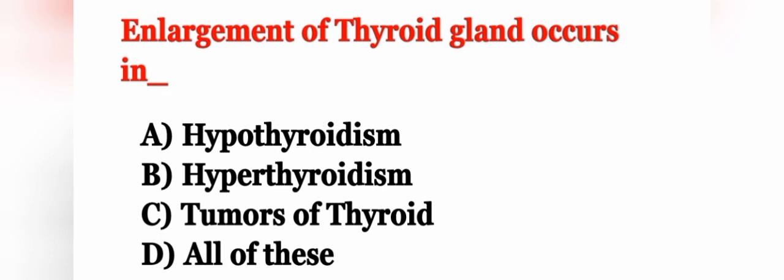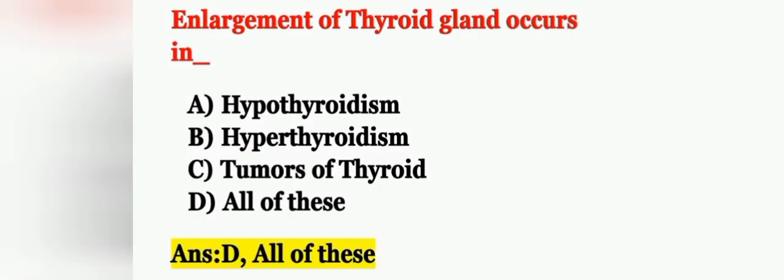And the next question, enlargement of thyroid gland occurs in: Option A, hypothyroidism. Option B, hyperthyroidism. Option C, tumors of thyroid. And option D, all of these. Correct answer is option D, all of these. Enlargement of thyroid gland occurs in hypothyroidism, hyperthyroidism and tumors.